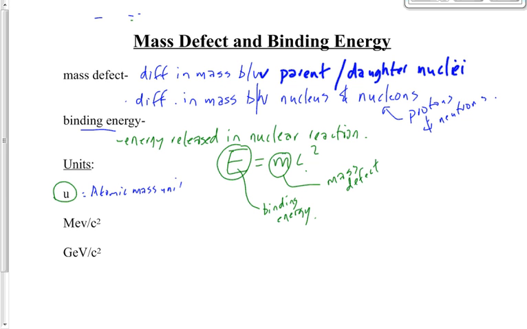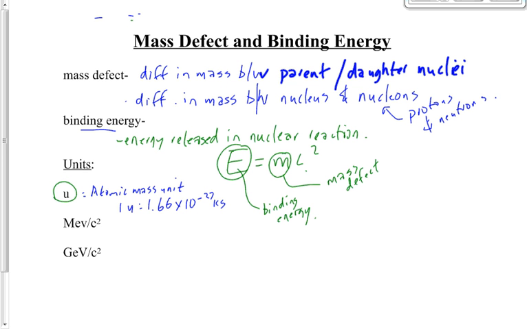And its value, 1 u, is equal to 1.66, I believe, times 10 to the minus 27 kilograms. So it's a unit of mass. Okay, it's a unit of mass.